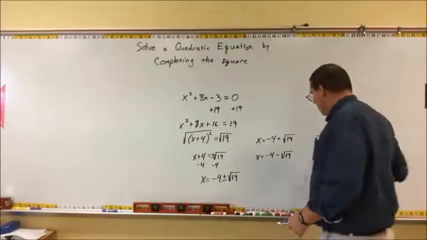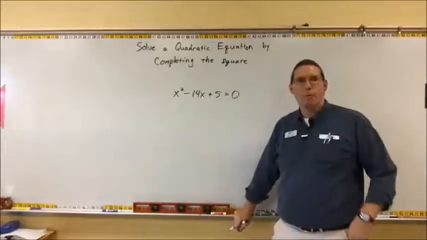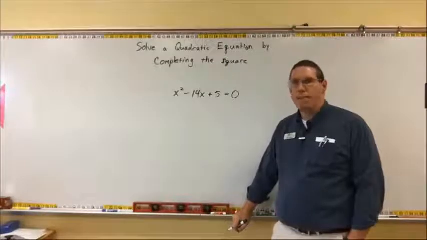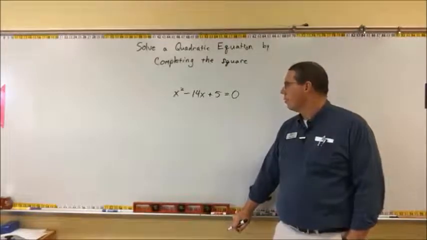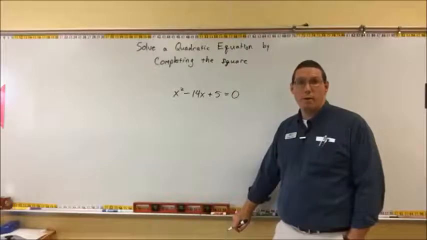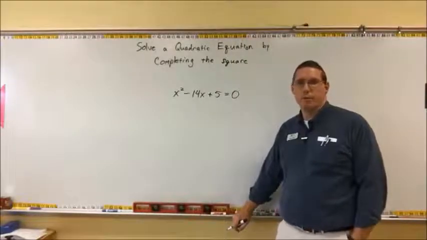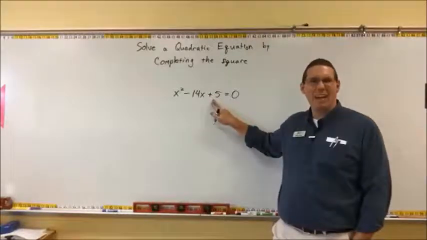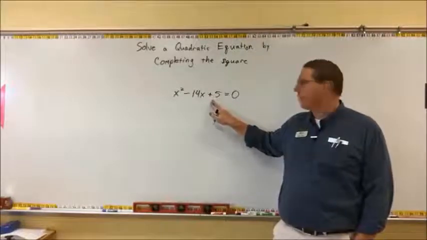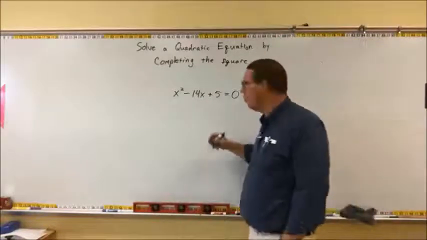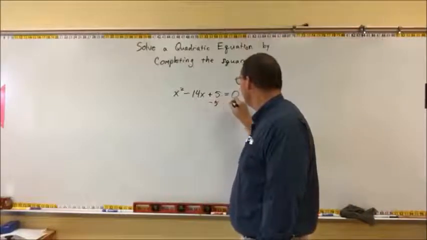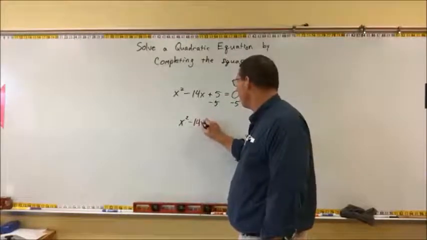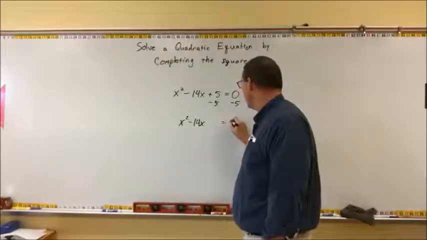Okay, let me come up with another one for you. I've got x squared minus 14x plus 5. We're going to complete the square on this one. Now I want to show you a technique that you can use. Let's say you're not sure what to add or subtract in order to make sure you get the number that you want. Well, what you can do is automatically move this to the other side, so that now you have x squared minus 14x equals negative 5.